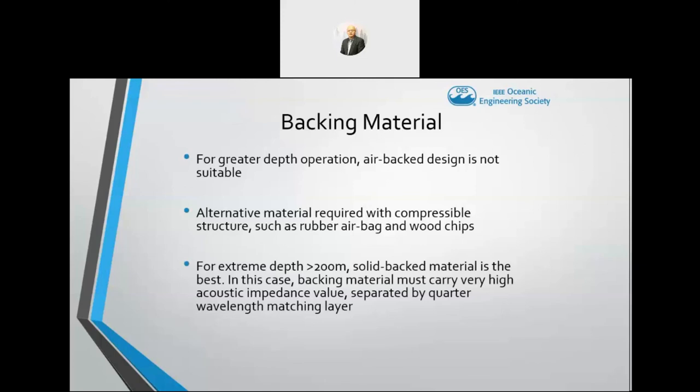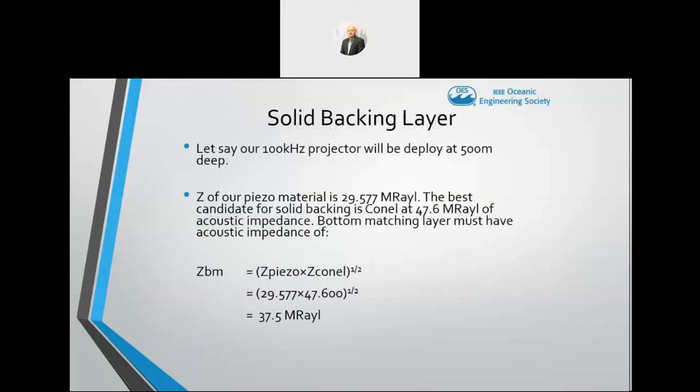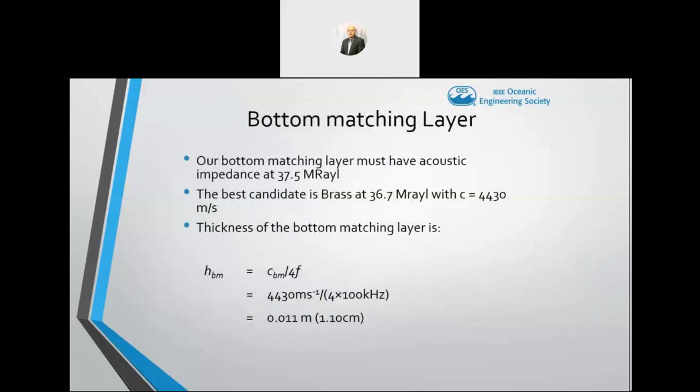So for extreme depth, your backing layer should be chosen based on whatever operating depth you want to put your sensor at. For a solid backing layer, let's say our 100 kHz projector will be deployed at 500 meters deep. The Z, the acoustic impedance of our piezo material, is 30 MRayl. So the best candidate for solid backing is Cornell at 47.6 MRayl. All right. So the Z of the backing layer is 37.5 MRayl.